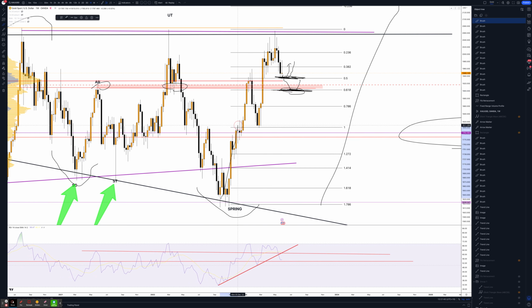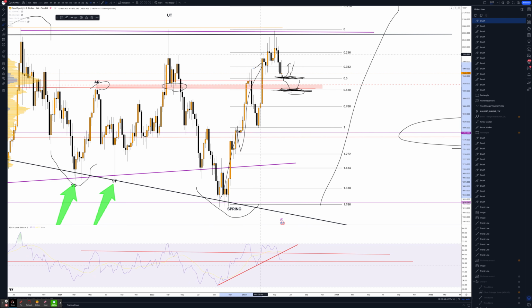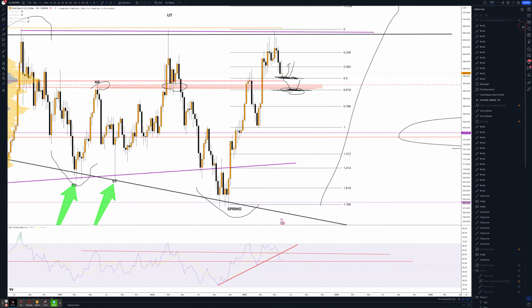This is our wave 5. 1, 2, 3, 4, 5. So that is a nice wave 5. What we're having is a correction.